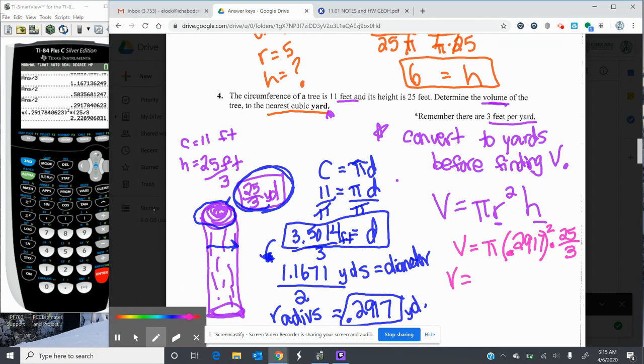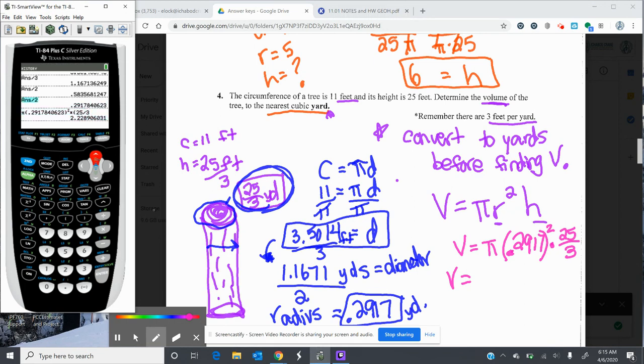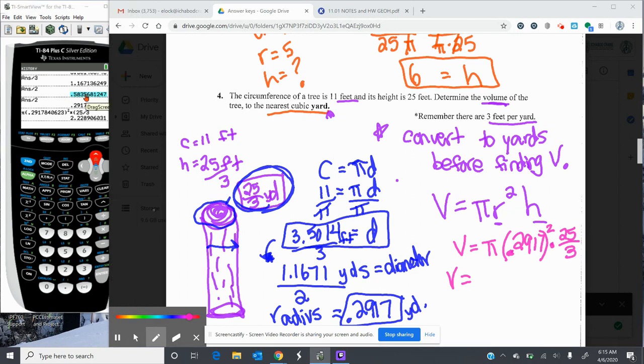Now I just noticed a mistake I made up in my calculations. I divided by 2 times. So when we divided by 3 feet per yard, we got the 1.167. This highlighted answer is what I should have squared. So that's my mistake writing this down, and I'm sorry if I confused you. But 1.16 divided by just 2 should have been the 0.5835.